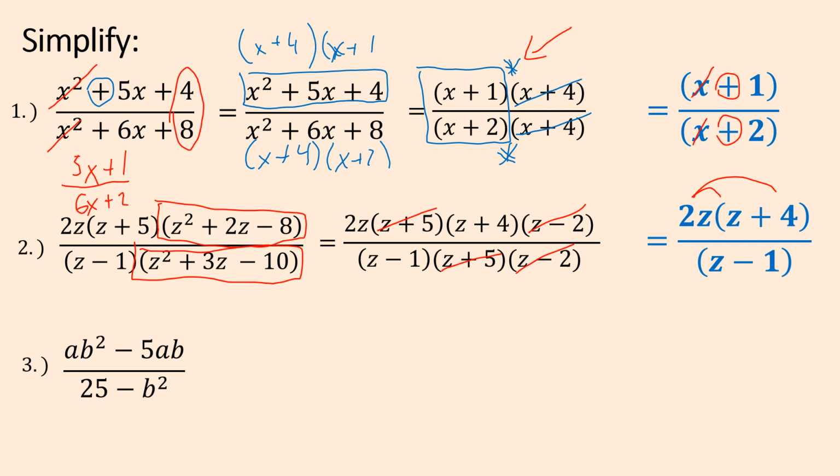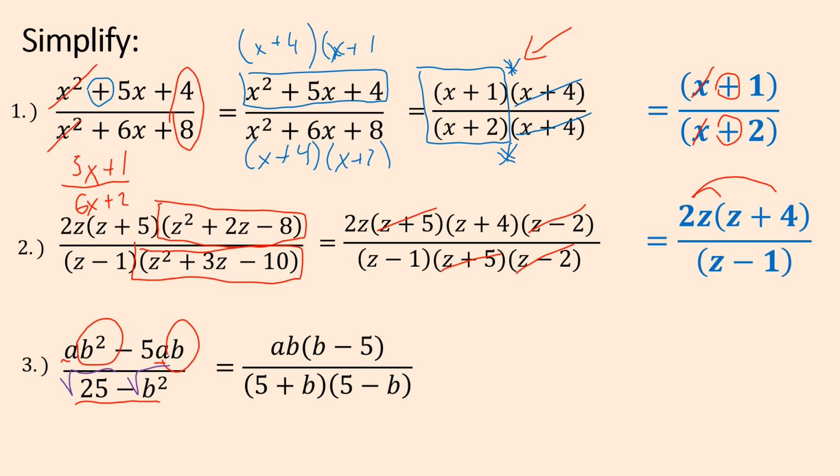Number 3, on the top, we have a GCF. These both have a's, and they both have b's, which means we can take out ab. On the bottom, two things that are perfect squares, separated by a minus sign, square root both of them. Remember, we're going to get two parentheses here, 5 plus b, 5 minus b. On the top, we took out this ab. We have b minus 5 left.